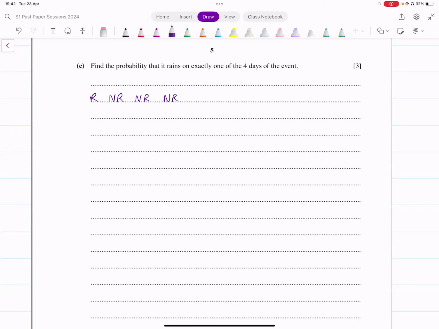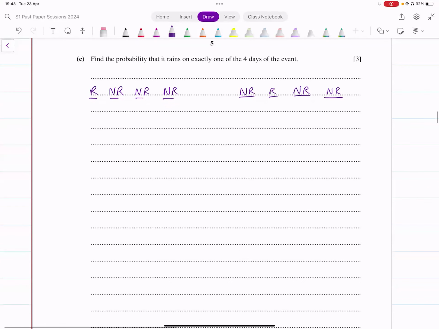Why? Because all of those possibilities are different. You'll have to calculate all of them separately. Rain, no rain, no rain, no rain. That's one possibility. Then you could have no rain, rain, no rain, and no rain. That's the second possibility. Another possibility would be no rain, no rain, rain, and no rain. And then finally, no rain, no rain, no rain, and rain. These are the 4 possibilities you could have.